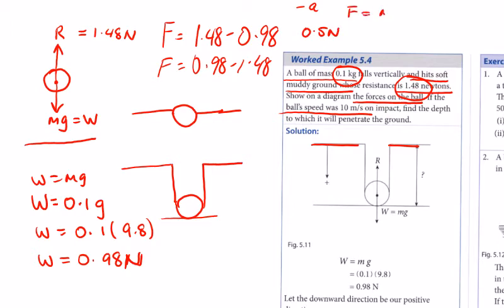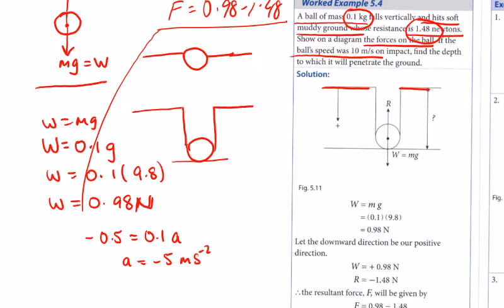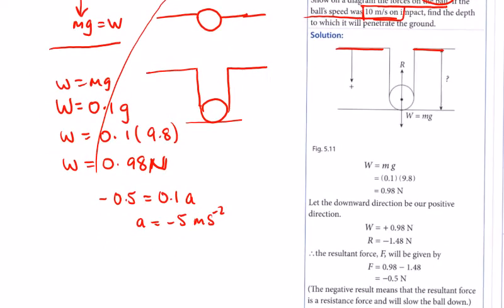Force is equal to ma. So I would have my 0.5 newtons is equal to my 0.1 mass times acceleration. So in this case, a is equal to 5 ms to the minus 2. And then in the second one, we're going to have minus 0.5 newtons is equal to 0.1a. So a is going to be minus 5 ms to the minus 2. So now if the ball's speed was 10, let's look at this part. Find the depth to which it will penetrate the ground.